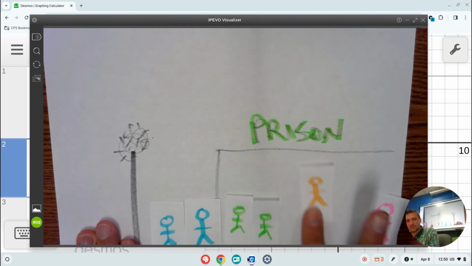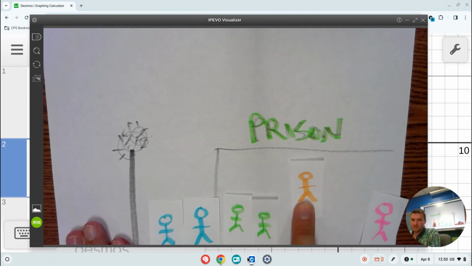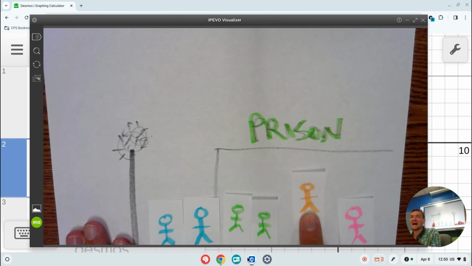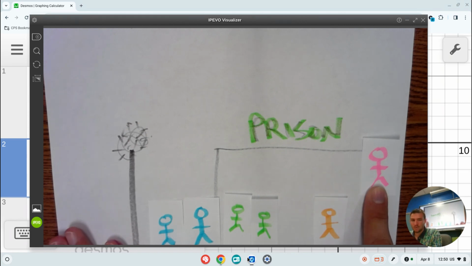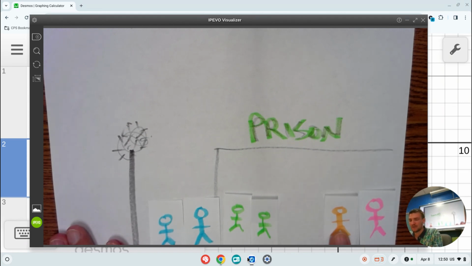Does this orange person have any partners? No. Even though there's a pink person here, this orange person does not have a partner. That means this orange person is not going to break out of jail. They're going to have to stay right here. What about the pink person? Do they have a partner? No. They're also going to have to stay in jail. So these two people are going to stay.